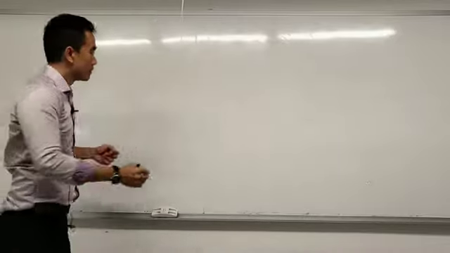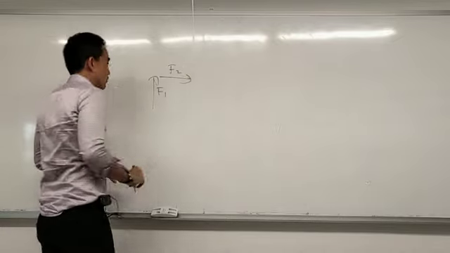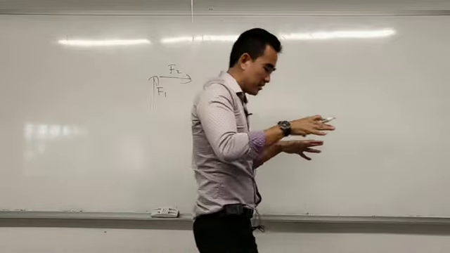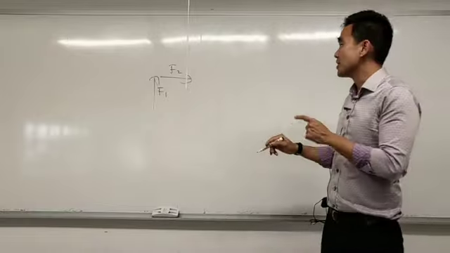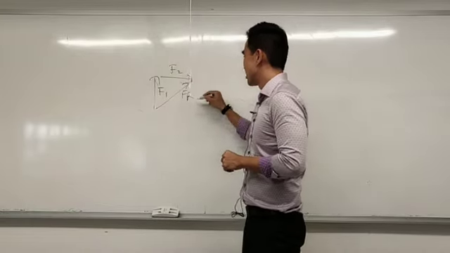I'm not limiting to, but most of the time. So if you've got F1 and F2, whenever you want to add forces or vectors in general, make sure you align the vectors so that the tail meets the head. So this will give you your resultant.